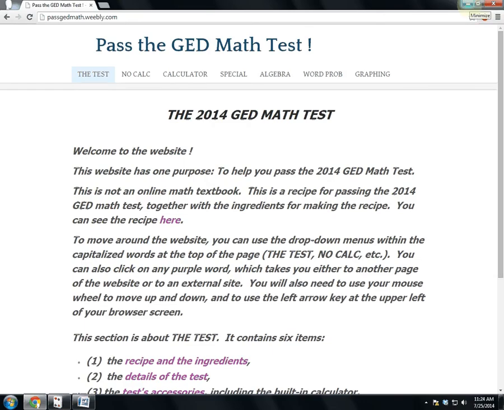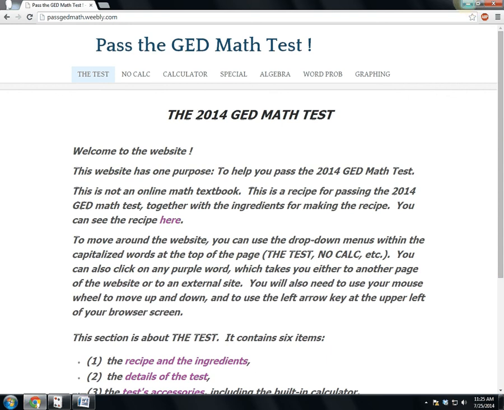The website is free. There are no passwords. It works fine on any full screen computer, but not smaller screen devices. Now, if you look at the top of the page, you can see 7 capitalized headings: the test, no calc, and so forth. These are the 7 sections of the website.